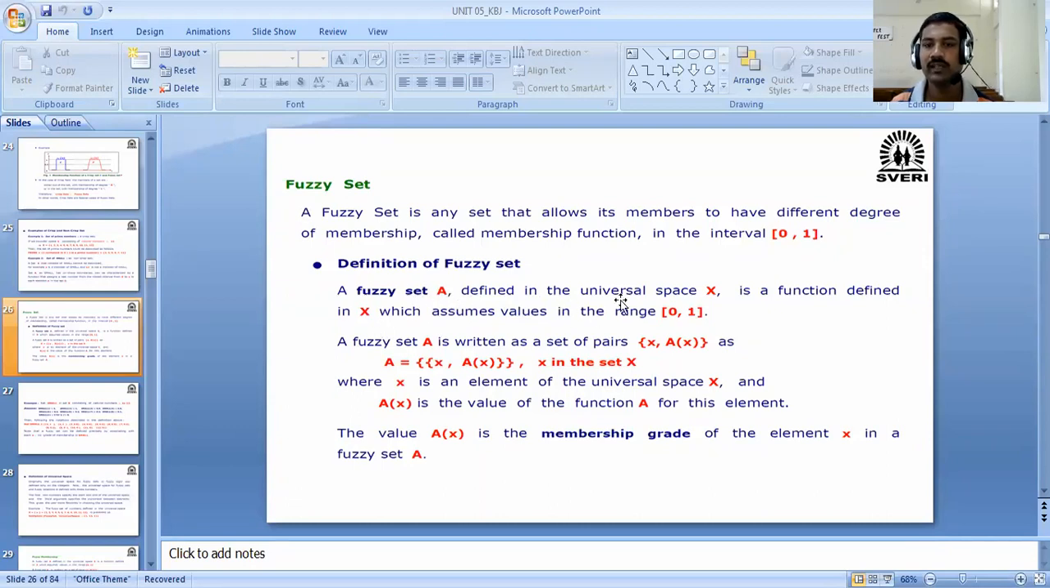A fuzzy set A defined in the universal space X is a function defined in X which assumes values in the range of 0 to 1. Means how we can write that? A fuzzy set A is written as a pair, where X is the universal set, means A is a subset of that universal set, as we can represent in a similar manner. X is the element of the universal space and A(x) is the value of function A for these element values. The value A(x) is the membership grade of the element X in the fuzzy set.